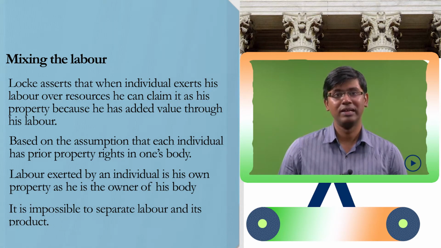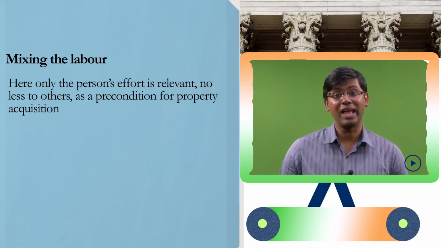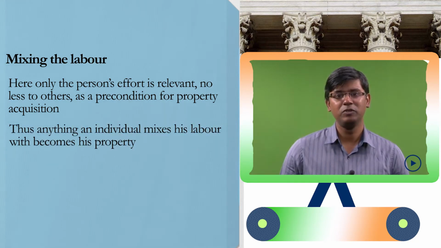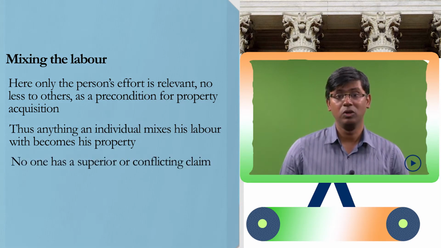It is impossible to separate labor and its product. So, once the labor is mixed with something that exists in nature and it is transformed, then it is absolutely difficult to differentiate what existed in nature from what is mixed with labor. Here, only the person's effort is relevant, no less to others, as a precondition for property acquisition. So, the moment a person mixes his labor in getting something that already exists in nature, he has property rights over it. Thus, anything an individual mixes his labor with becomes his property. No one has a superior or conflicting claim over it.